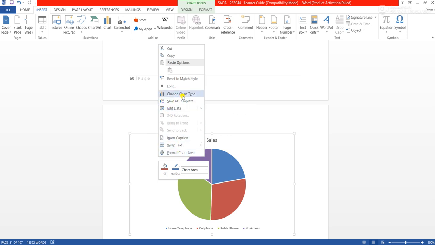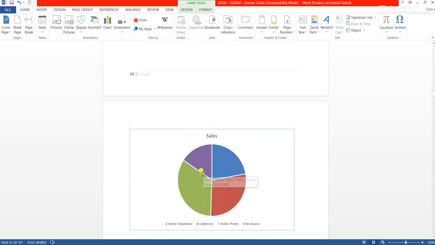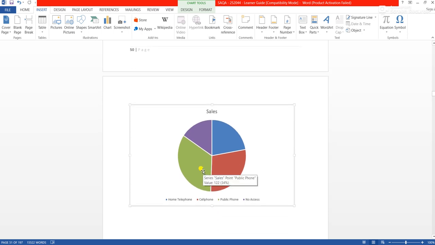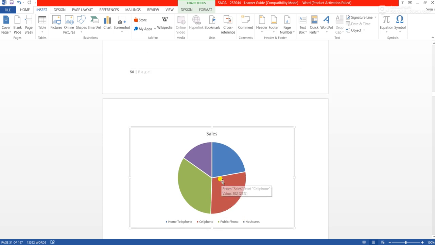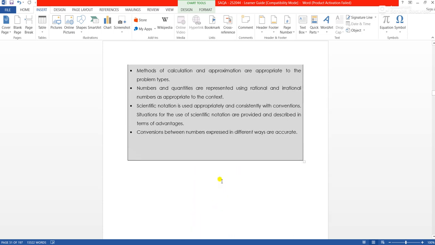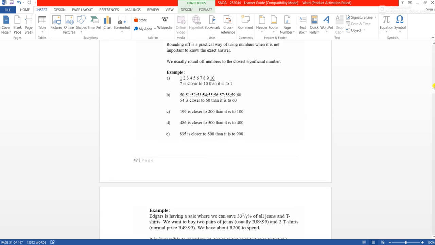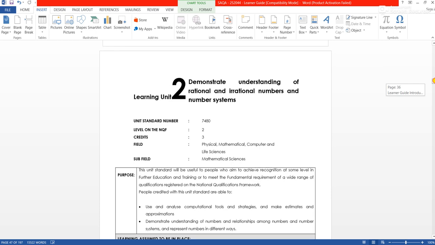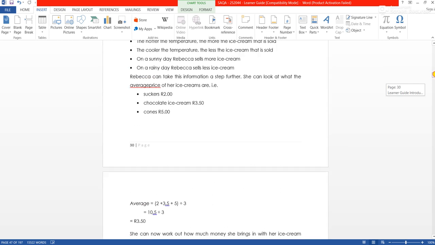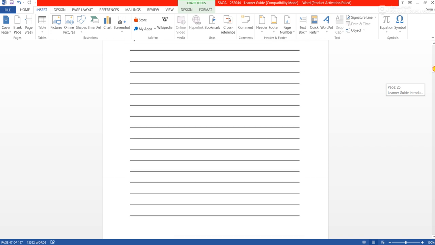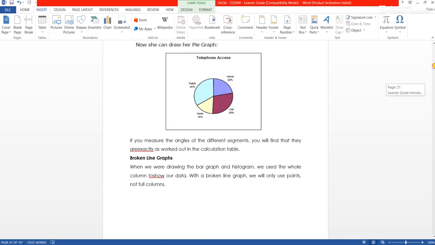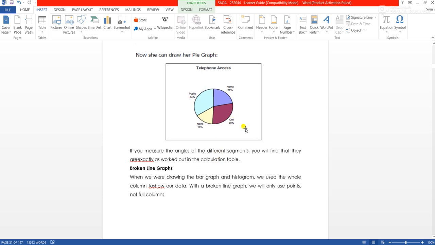I'll look into change the type. Okay, the good thing is when you hover around, it gives you percentages in terms of your values. So this is similar to the one within the example that we were given. So this is just how you should draw your pie chart.